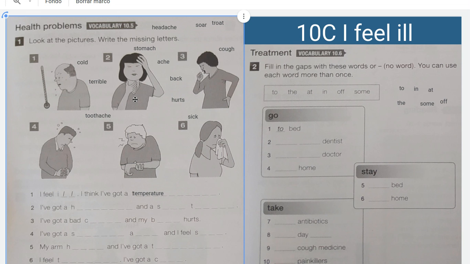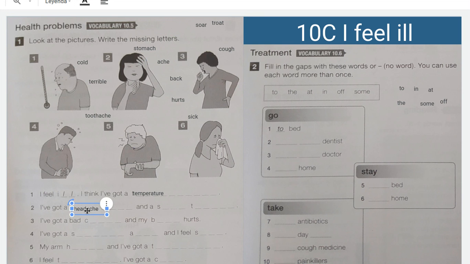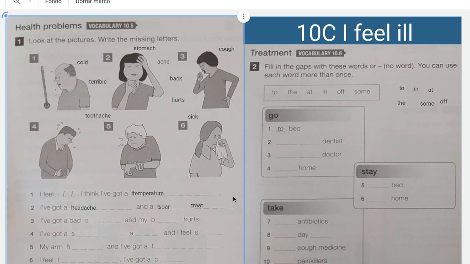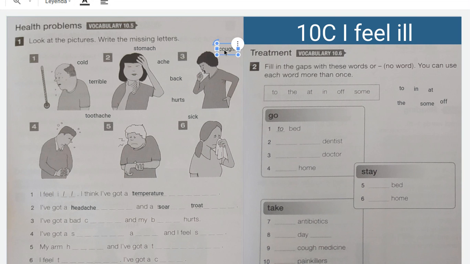Number two says, look, she's touching her head and her throat. So I've got a headache and a sore throat. Okay, next one. I've got a bad cough and my back hurts. So this was unnecessary. I'm going to eliminate it. And my back hurts.